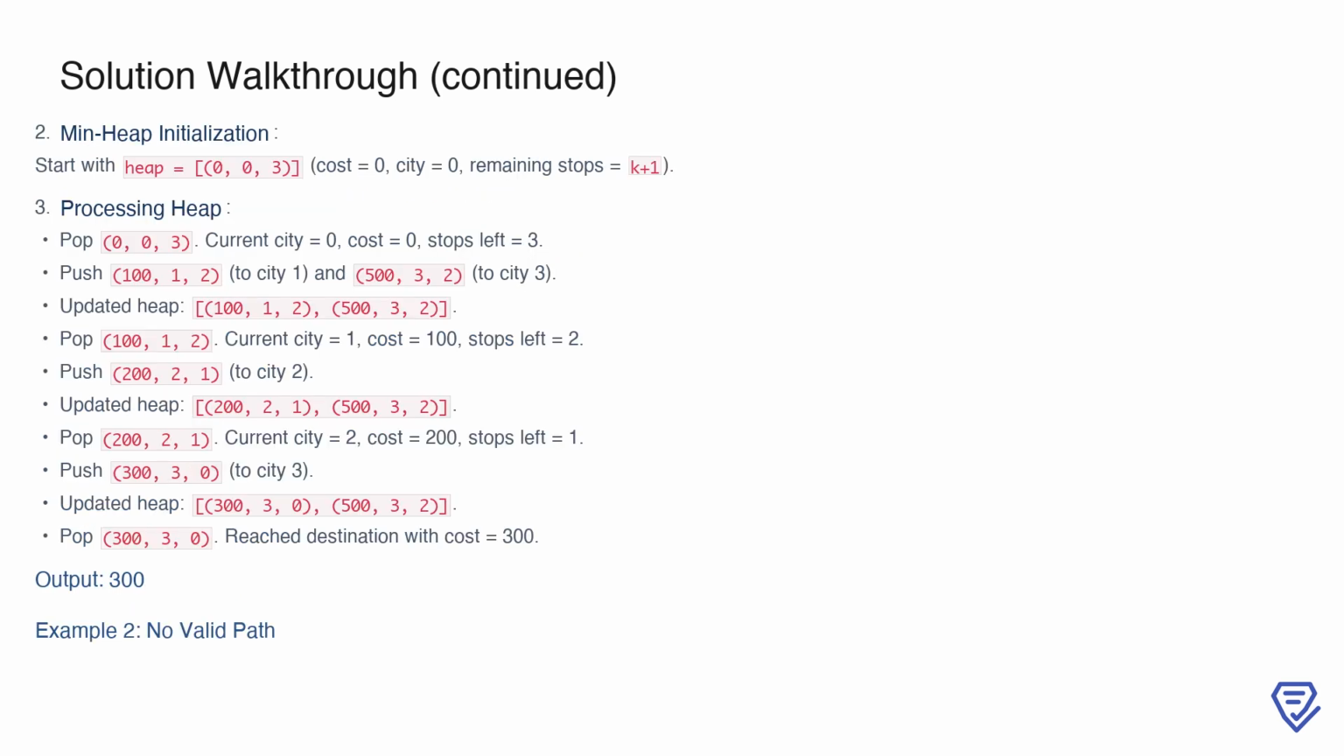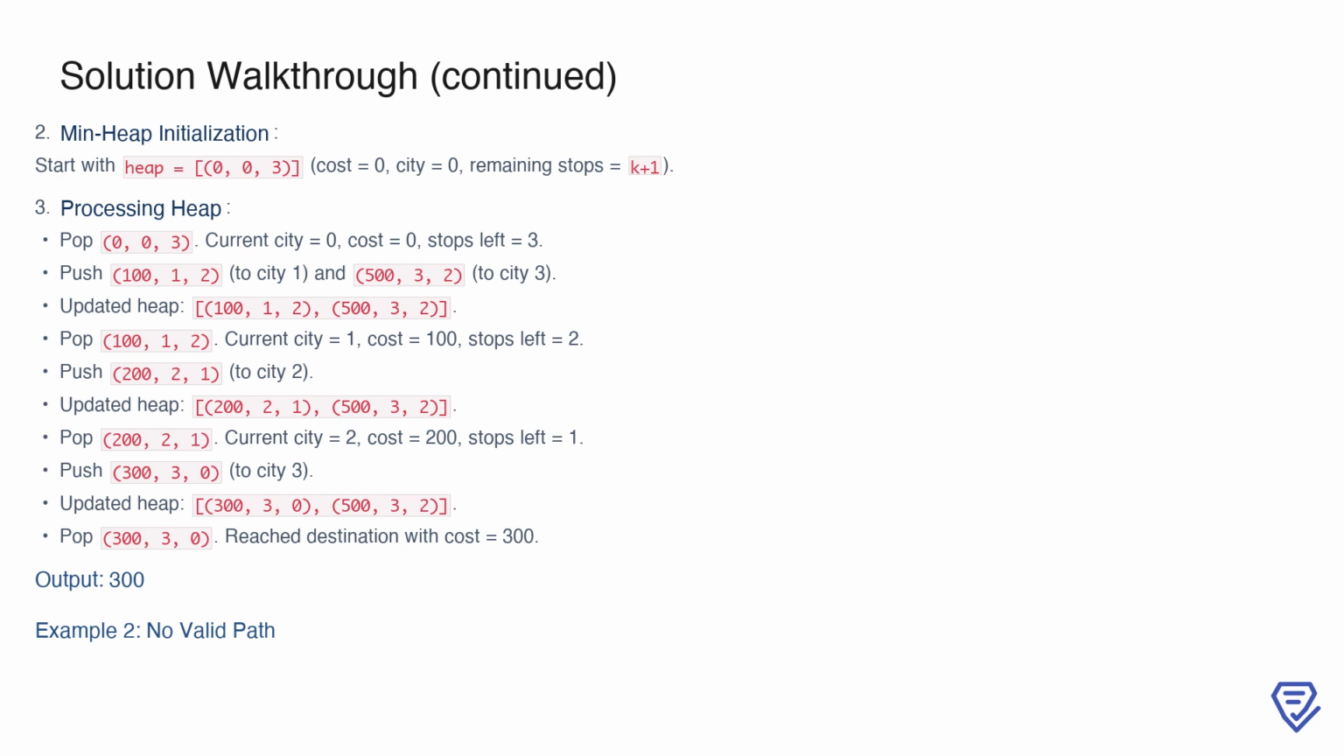Next, we initialize the min-heap with a tuple representing the starting point, a cost of 0, the source city, and the total stops available, which is k plus 1. In this case, the heap starts as (0, 0, 3). We then begin processing the heap. First, we pop the entry with the smallest cost. Here, it's (0, 0, 3), meaning we're at city 0 with a cost of 0 and 3 stops remaining.